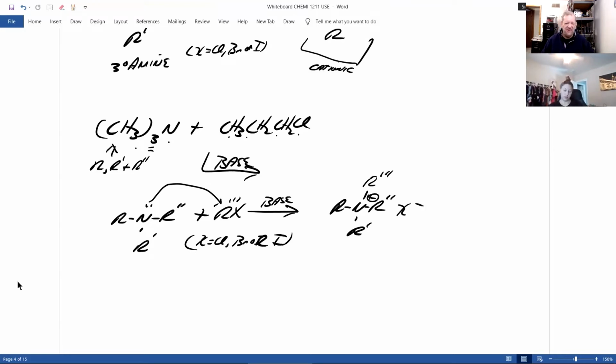And that's how you do it. So the carbon with the halogen will be the carbon that, in this case, R triple prime, is bonded to nitrogen. So it's already on the nitrogen, the three methyl groups will still be there. And then what's my R triple prime? R double prime? No, triple prime, I was correct.